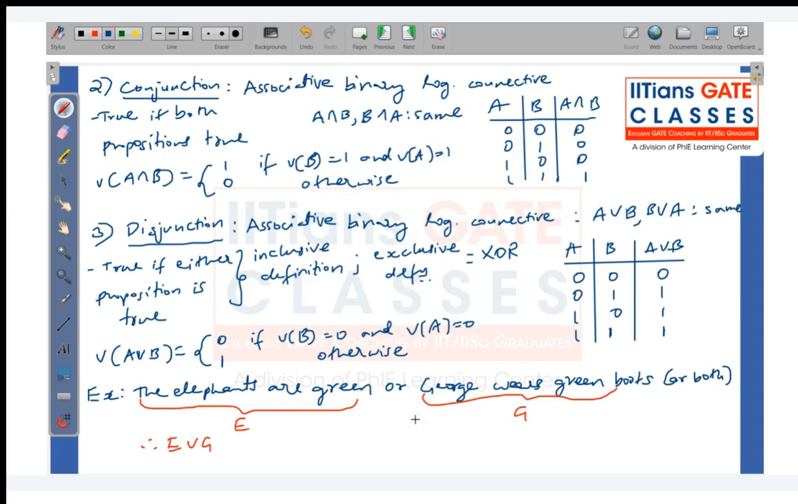Okay. If I just give this disjoint sentence, then it is not clear what should happen when both are true. So while writing the sentence, I'll have to mention this, or both. Clear why I have to mention this or both? It's to clear up the inclusive or exclusive definition. If I don't mention this, then there's room for ambiguity.